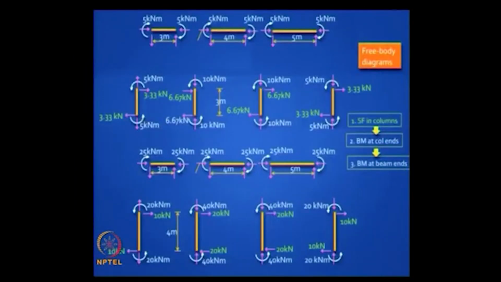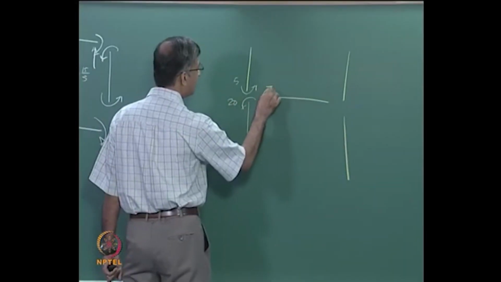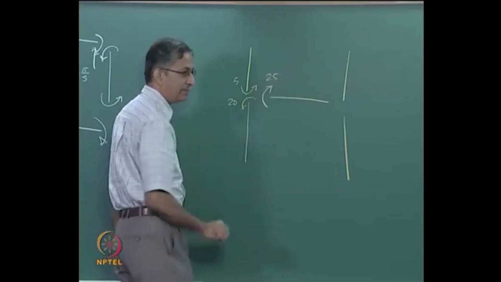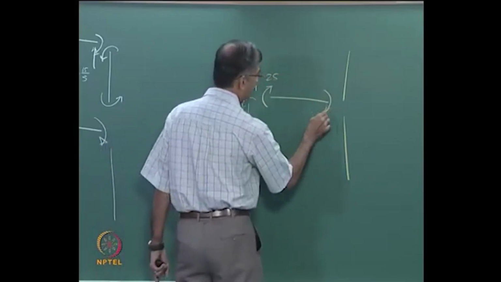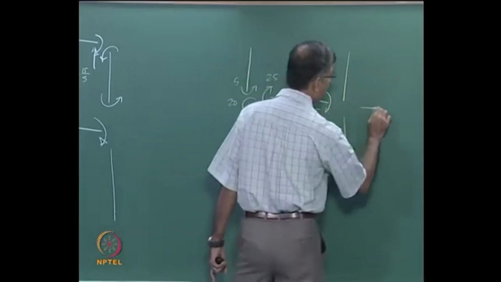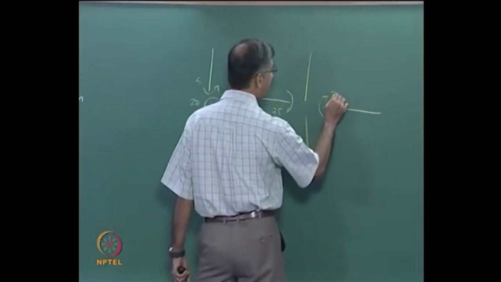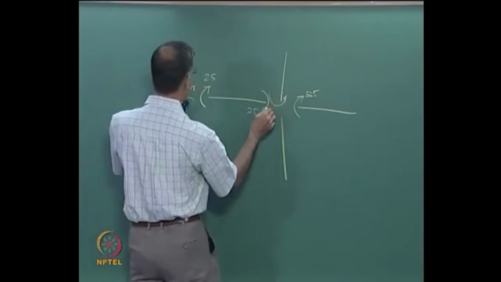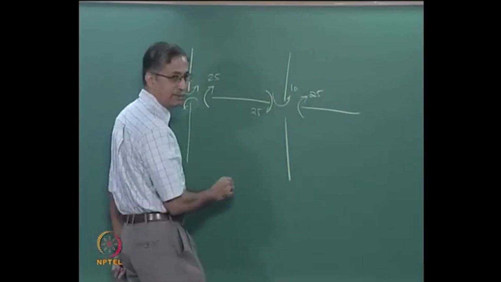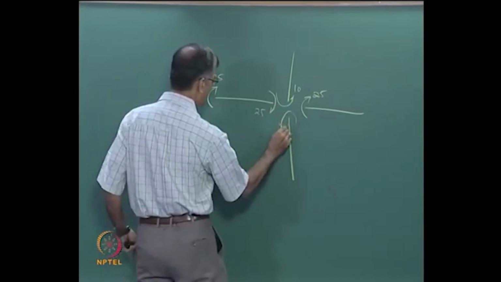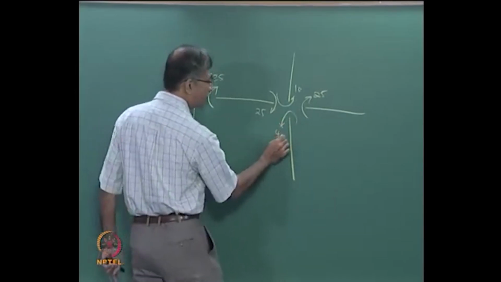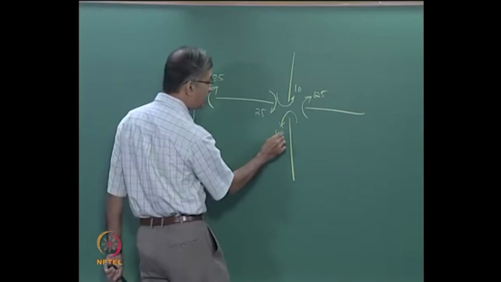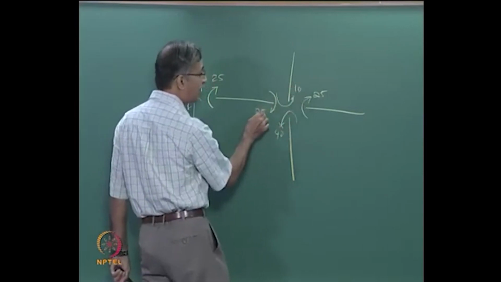Okay, what is this? This is how much? 20. And therefore this must be 25. Clear? So this is 25. This beam, what's the moment here? This is also 25 because all the beams will have the same moment. This was 2 times 5, which is 10, and this is 2 times 20, which is 40. 40 plus 20 minus 25 is 25.